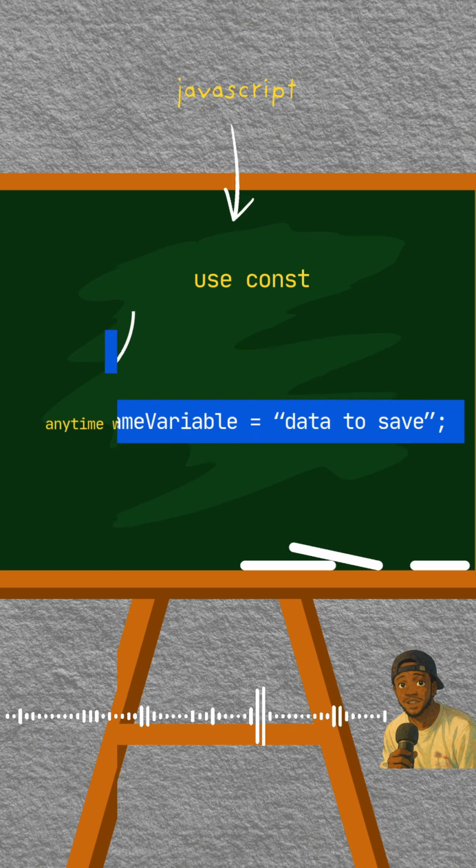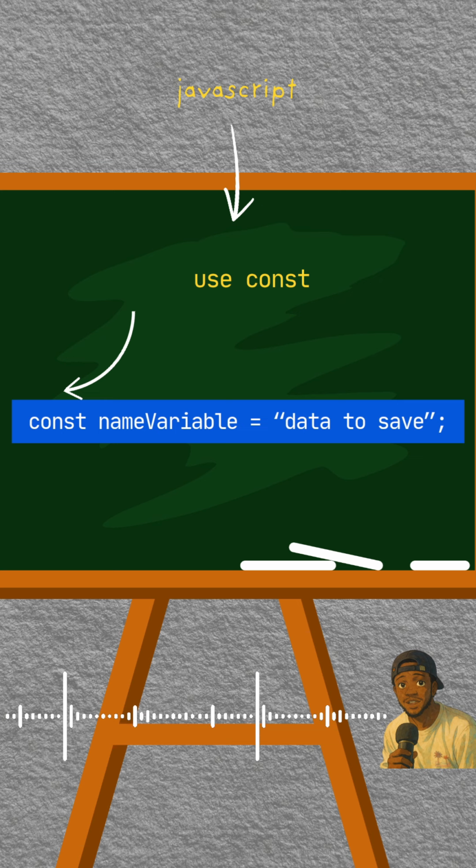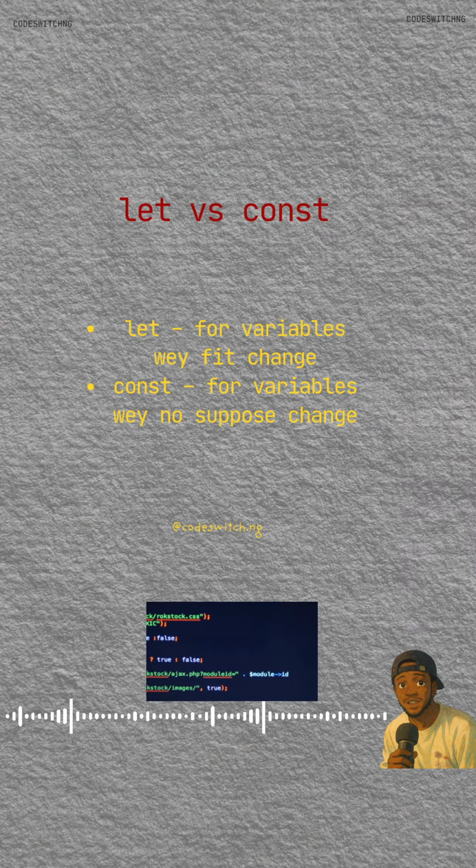Another way where you feel like variables for JavaScript na with const. The difference between let and const, like say if you use let, that means say you go fit change the value where you store later. However, if you use const, na the value who you don't save, na only am you fit use.